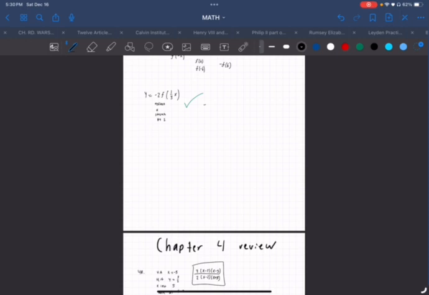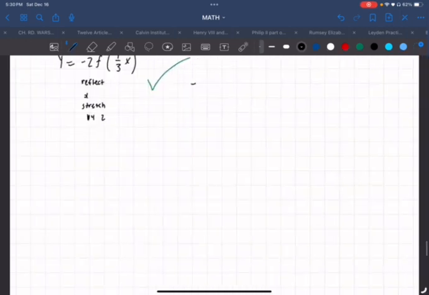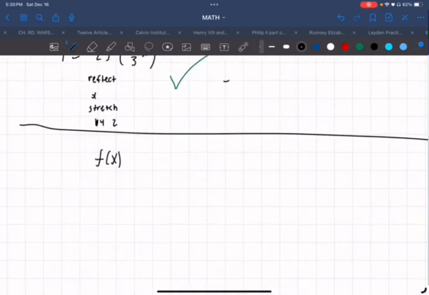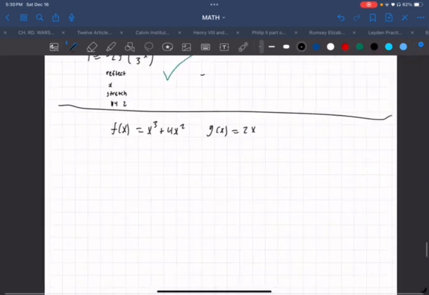Let's do some functions. Let's do a difficult one. Okay, let's do that. Number 43. Number 5, f of g of x.